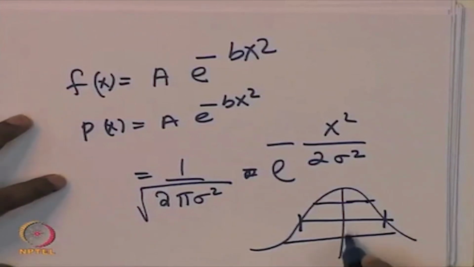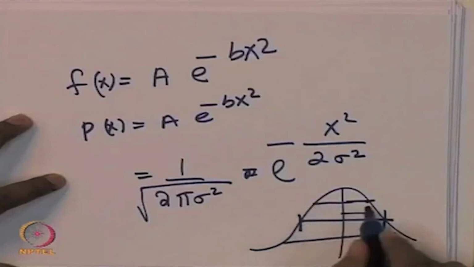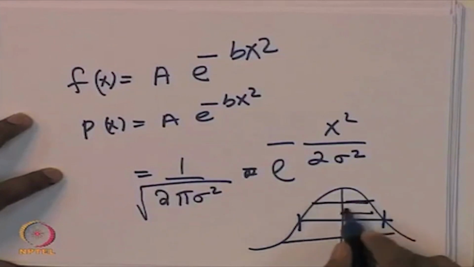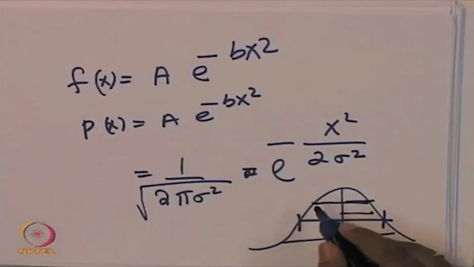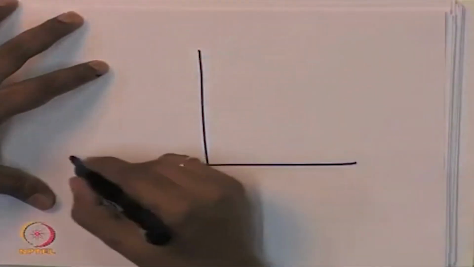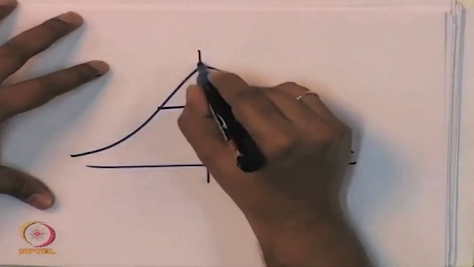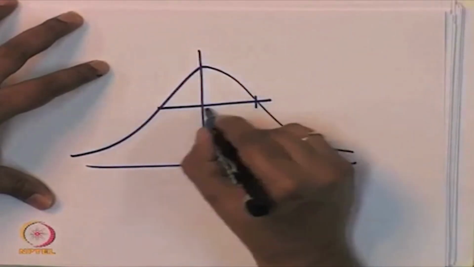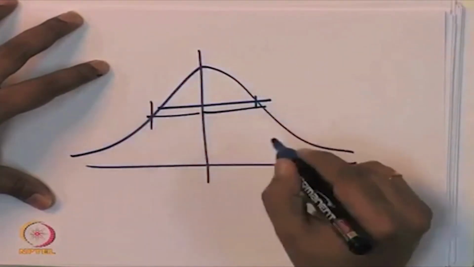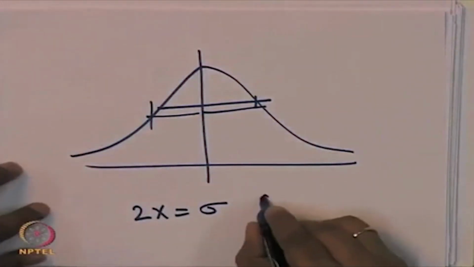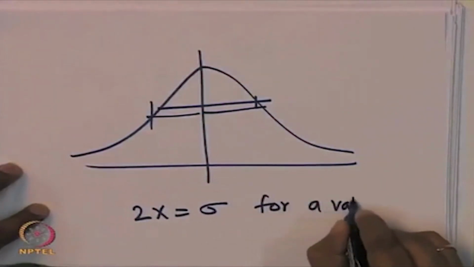So, what we want is this distance. If this is x, this distance is 2x. So, we want 2x to be sigma, that is what we want for a particular value of y. For a given value of y, we want this distance, that is, this is x and this is also x. So, the 2x we want to be sigma for a value of y.